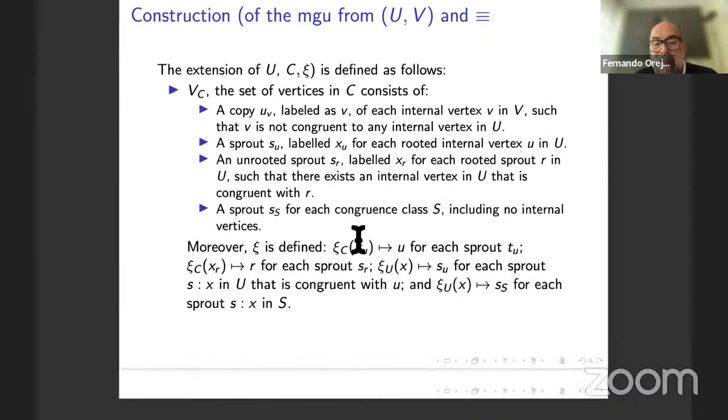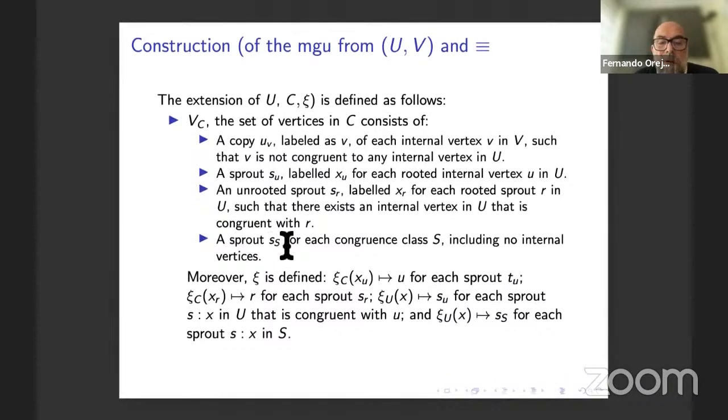And if we have a sprout whose congruence class has no internal vertex, this means that all the sprouts in this congruence class are going to be just a single sprout in the result of the unification. And in order to put them all together, we add this S sub S into the congruence class C.